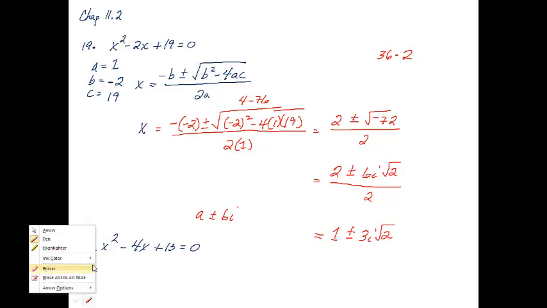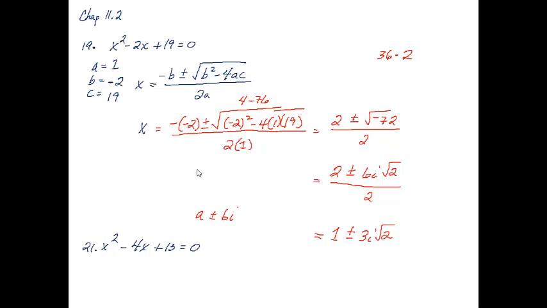So to determine the number and types of solutions, we're going to use the discriminant. And a discriminant is just the piece that's inside your radical, or your square root. So that is b squared minus 4ac. So again, let's write out our a, our b, and our c. Well, a is 1, b is negative 4, and c is 13.